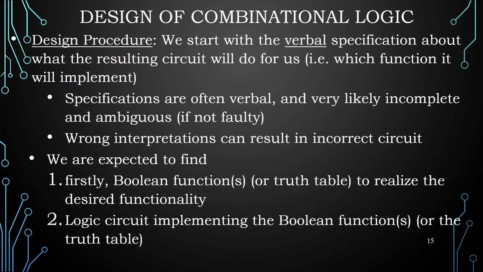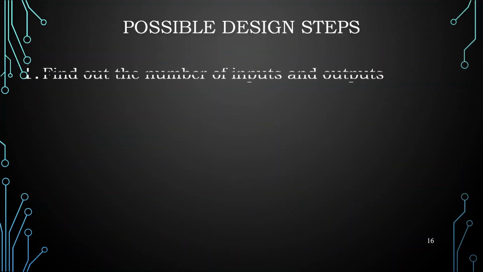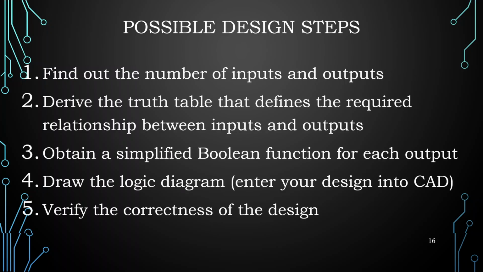So first, we need to understand the description. Then we need to establish input output relations in a truth table for the circuit to be implemented. That is the first step of the design process. If you look at the design steps, we are trying to find the number of inputs and number of outputs. We establish the input output relations, then we obtain a simplified boolean function for each output. Then we can draw the circuit.